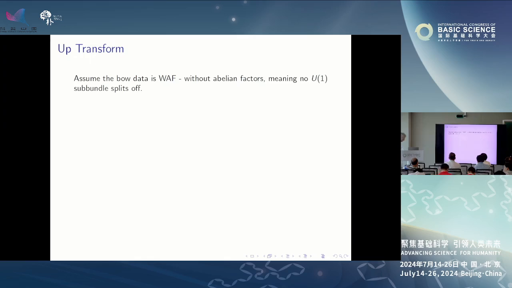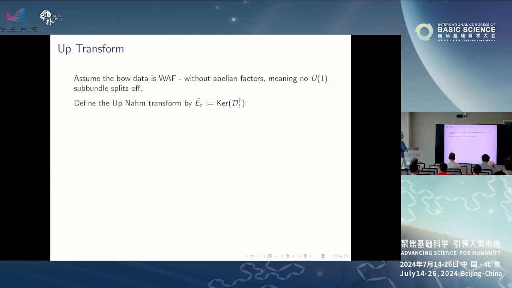So that was, under the holonomy assumption, the data we had. Now, when we're dealing with the bows, we'll also have to have an analog of the holonomy assumption, which we call WAF, without abelian factors. And essentially it means that there's no U1 line bundle that splits off, preserving all our data.